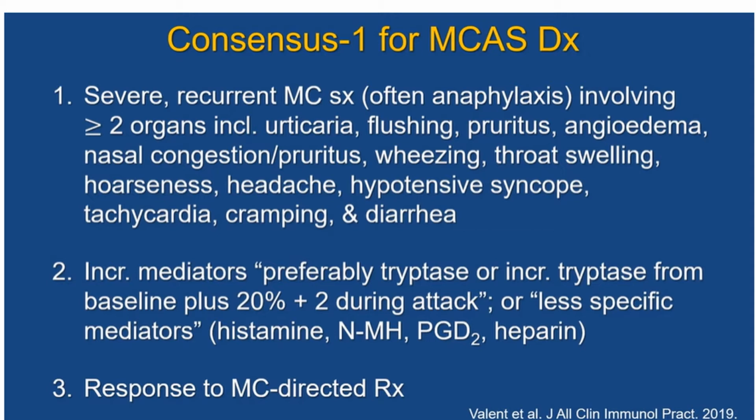With an increase in mediators, you can look at preferably tryptase or an increased tryptase activity from baseline with 2 attacks. Less specific mediators like histamine, NMH, prostaglandins, and heparin can also be used, but again, they are not as strong as we hope for them, somewhat like your Western blot in trying to diagnose Lyme disease. And then thirdly, you can look for a response in a mast cell directed treatment plan with medications to see if the challenge with these medications or herbals will actually help with symptoms. And then you can say, well, you've got a diagnosis if it's helping.